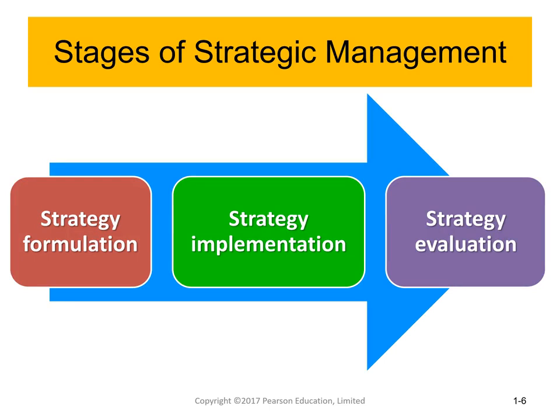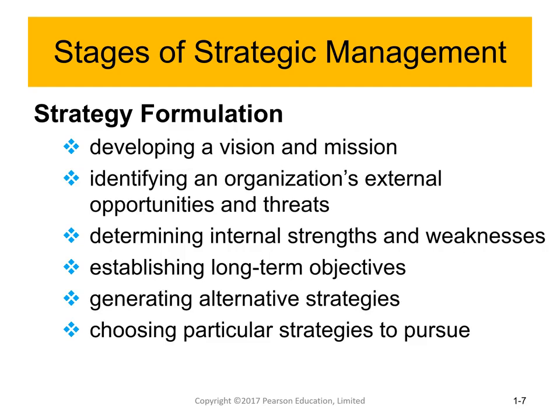Now, the stages of strategic management can be divided into 3 key parts. They are strategy formulation, strategy implementation, and strategy evaluation. Let's go through each of these parts to understand the concepts involved. The first part is called strategy formulation, which comprises the development of a vision for the organization, and with the vision comes the mission on how the vision is going to be achieved.